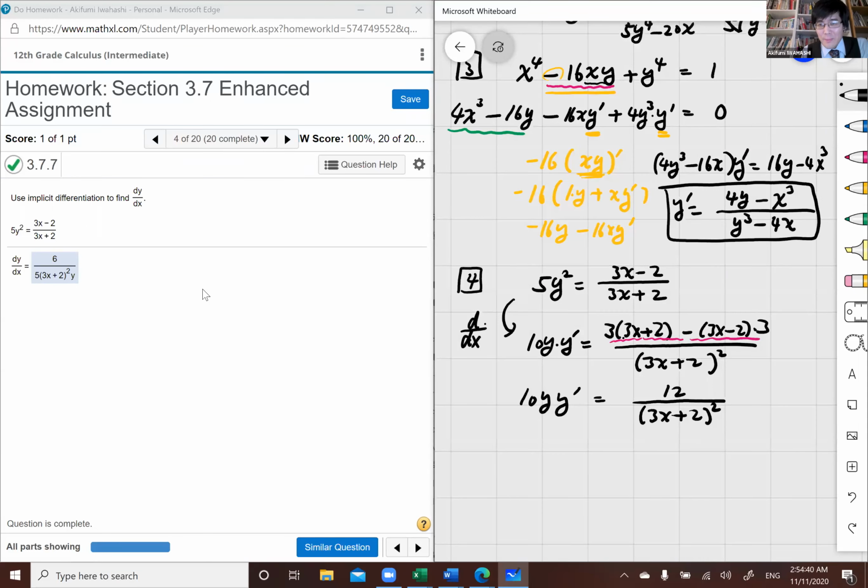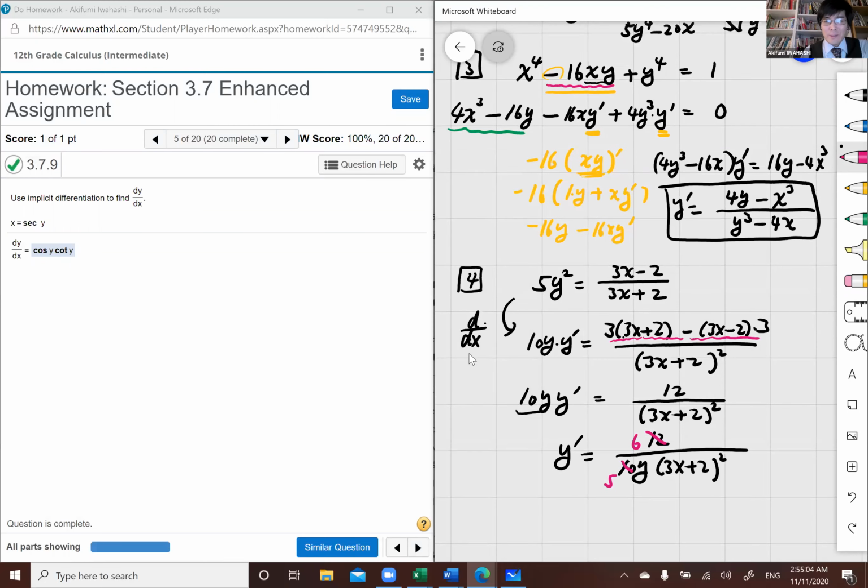Divide both sides by 10y to obtain y dash. So it's going to be 12 over 10y times (3x plus 2) squared. And after this, you can reduce top and bottom by 2 to get 6 over 5y times (3x plus 2) squared.